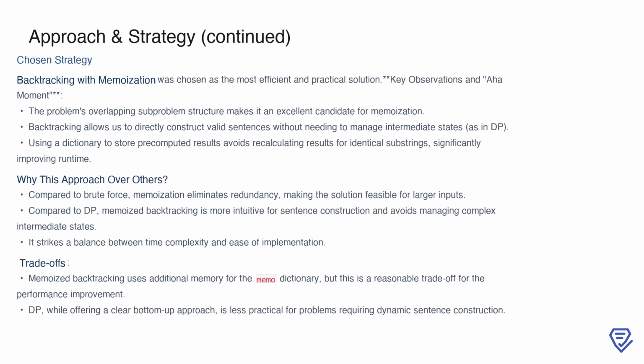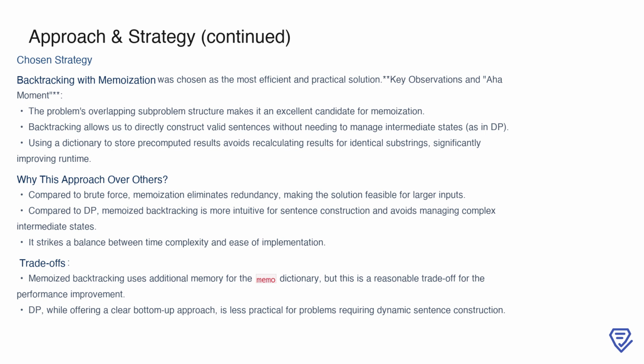Given the options, backtracking with memoization is the most efficient and practical solution for this problem. The key insight here is recognizing the overlapping subproblem structure, which makes memoization a perfect fit. Backtracking also allows us to directly construct valid sentences without the need to manage complex intermediate states, as is required in dynamic programming. By leveraging a dictionary to store pre-computed results, we avoid recalculating solutions for the same substrings, significantly improving the runtime. This approach strikes a balance between time complexity and ease of implementation.